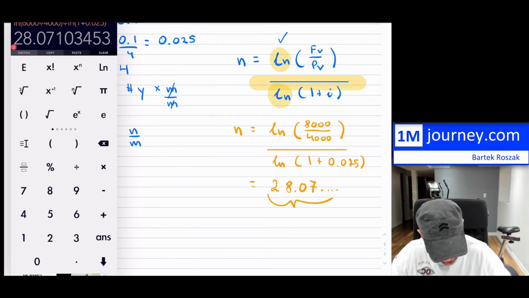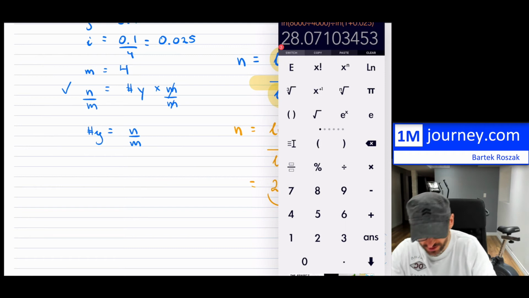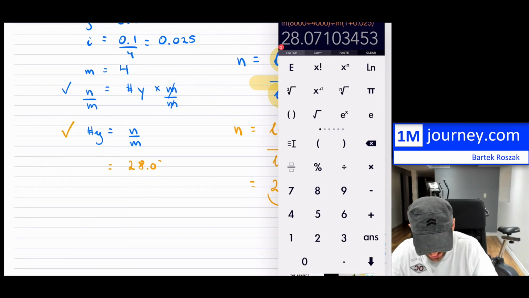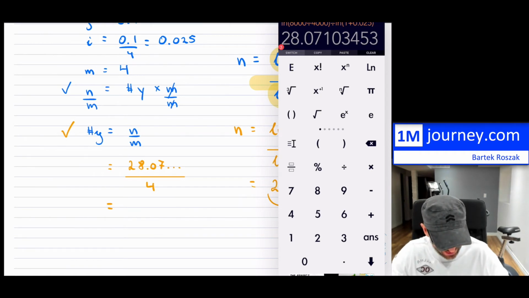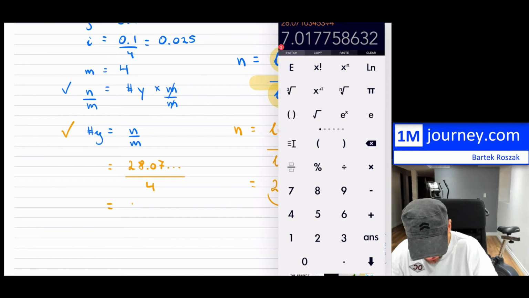Well, this means the number of quarters because we were compounding quarterly. So again, if you want to know how many years, you simply take the answer, 28.07 and so on, divided by the number of quarters, which is 4. So I'm going to take this answer, divided by 4, and it equals approximately 7 years.